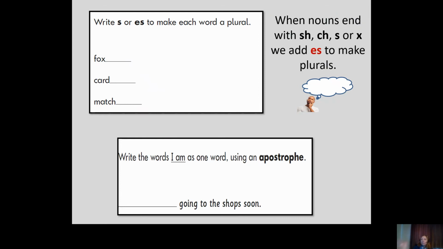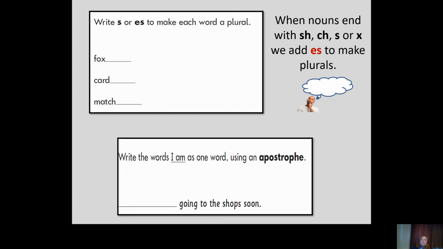Just to bring you back to the spelling week, that box that's just open there, where nouns end with sh, ch, s, or x, we add es to make plurals. They won't have that in the paper. I'm just reminding you of something we looked at. So fox ends with an x, so it will be es to make foxes. Card doesn't end with a sh, ch, s, or x, so it's just an s on the end to make cards. And match ends with a ch, so it does need an es again. Okay.